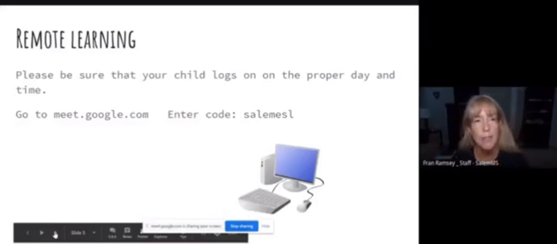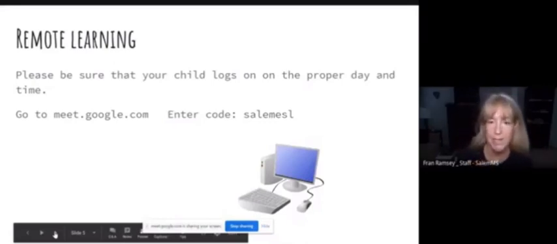Now remember, this year we have a schedule that is A day and B day. So that means they're going to be in my class every other day and in their other elective on the opposite day. The other elective is most likely Healthful Living PE. So make sure they know which time they have my class, A day or B day, and check on that calendar. There should be a color-coded calendar that you were provided by the school to look and see which day you are on today. So in order to join my Google meetings, go to meet.google.com and enter the code Salem ESL.